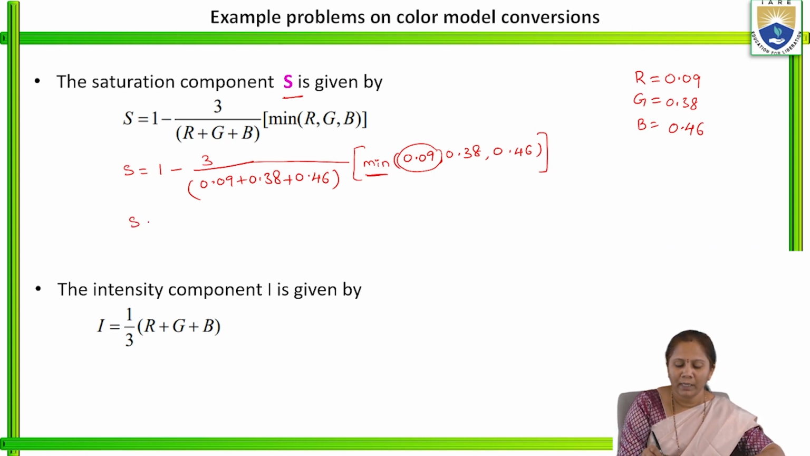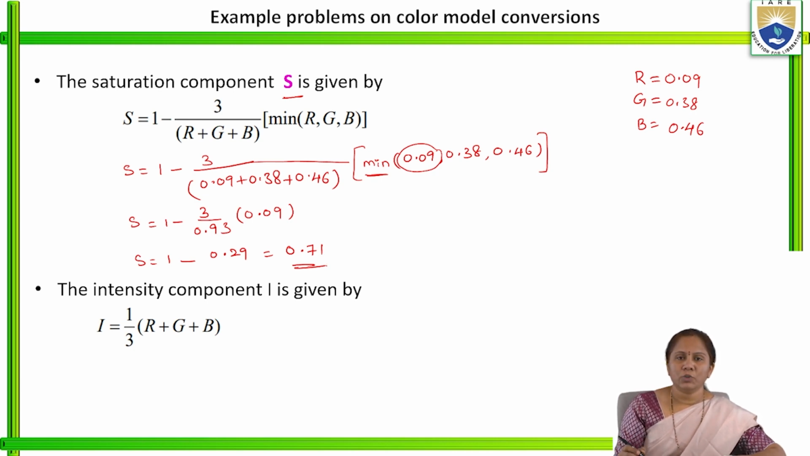So we will get S is equal to 1 minus 3 by, and if we simplify the denominator, we get 0.93 into the minimum value, which is 0.09. So S is equal to 1 minus, and if we simplify this term, we get 0.29, so the value of S is 0.71.